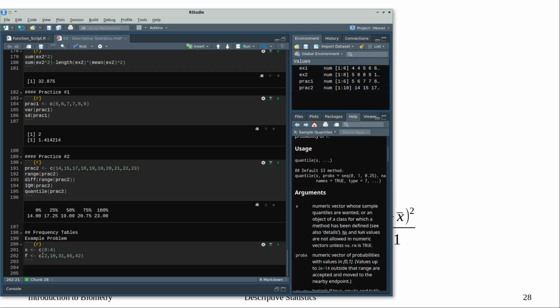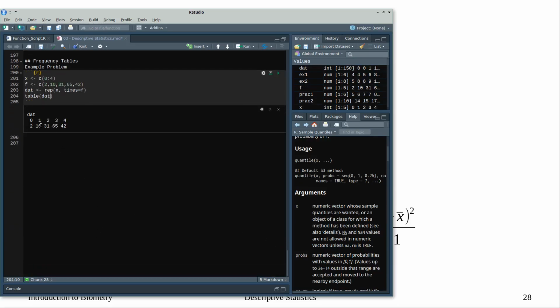And then I created my f, which is the frequency column. And then I will create my data. I will just call it dat. And I use the rep function where we repeat the x vector by each of the values in our f vector. Now what I am going to do is just issue the table command to create a data table or a frequency table of that new vector. And when I do that, that just confirms that I have the same frequency table as what was given in our practice problem.